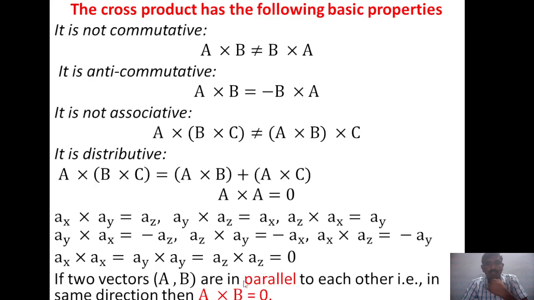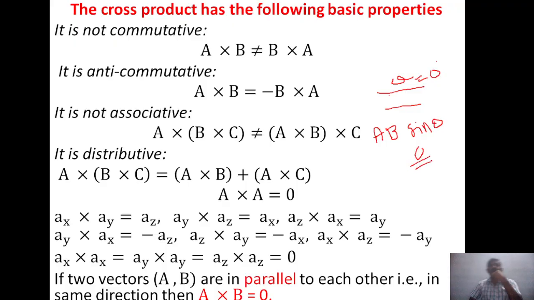Here we have sin theta. If two vectors are parallel, then the angle between them, theta, is equal to 0 degrees. So A cross B, what is the formula? AB sin theta, so sin 0, since the angle is 0. You will get the answer as 0. So if you get the answer as 0, you can assume that the two vectors are parallel to each other. If the two vectors are parallel, then A cross B is equal to 0.